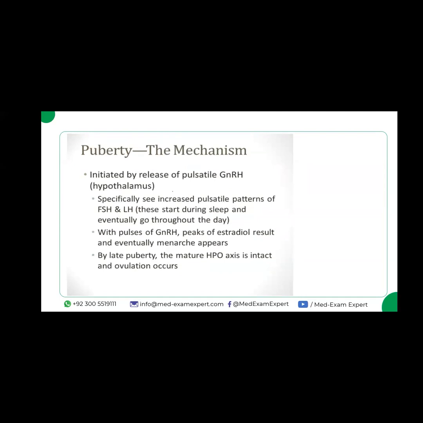So let's talk about the mechanism of puberty. Puberty is basically initiated by the pulsatile release of gonadotropin releasing hormone. Specifically, there is an increased pulsatile pattern of follicle stimulating hormone and luteinizing hormone. These hormones start to increase during sleep and eventually they continue throughout the day. With the pulses of gonadotropin releasing hormone, peaks of estradiol result, and finally menarche appears. By late puberty, the mature hypothalamic pituitary ovarian axis is intact and ovulation does occur.